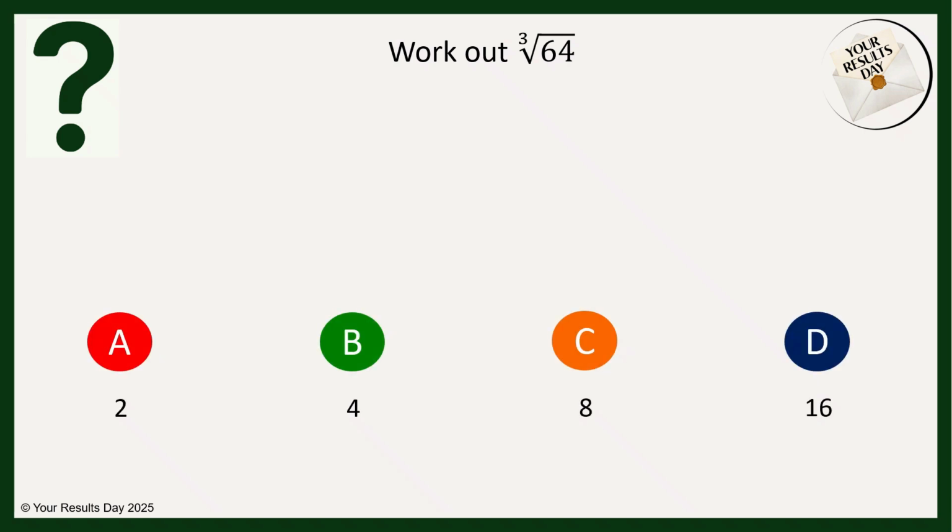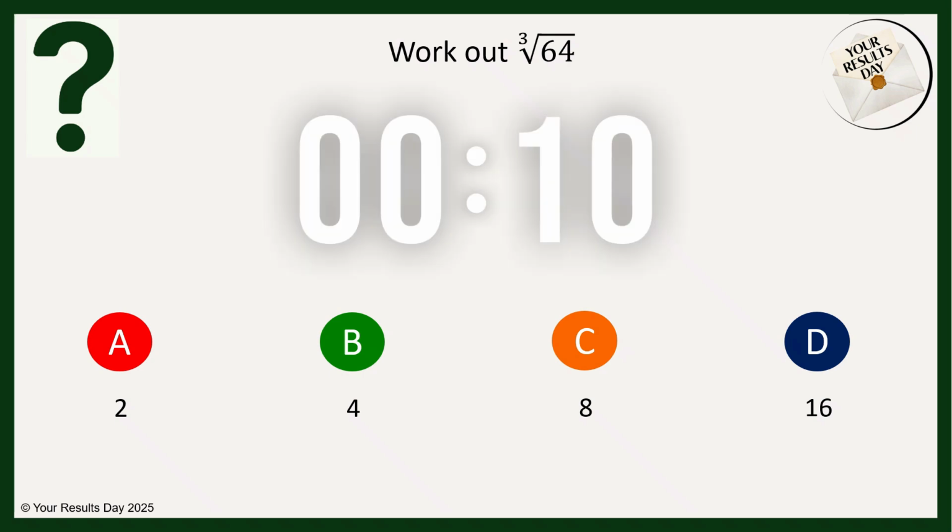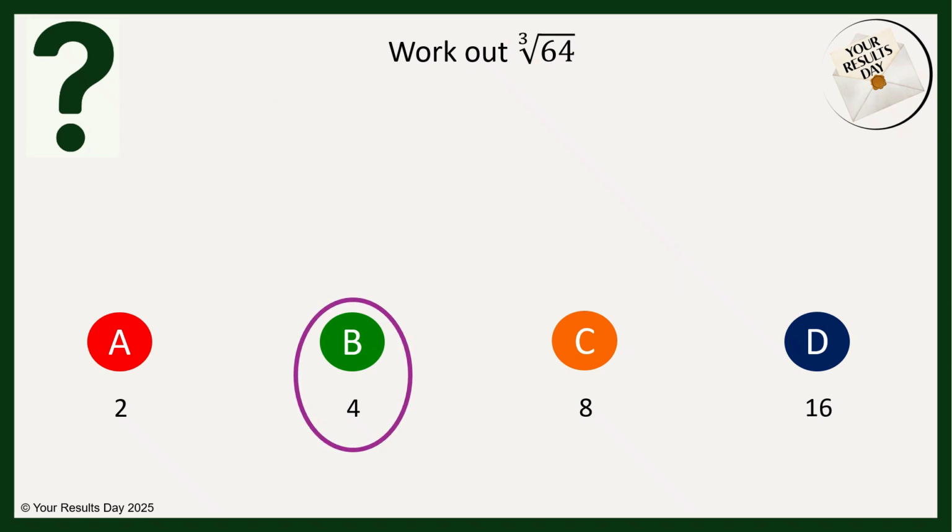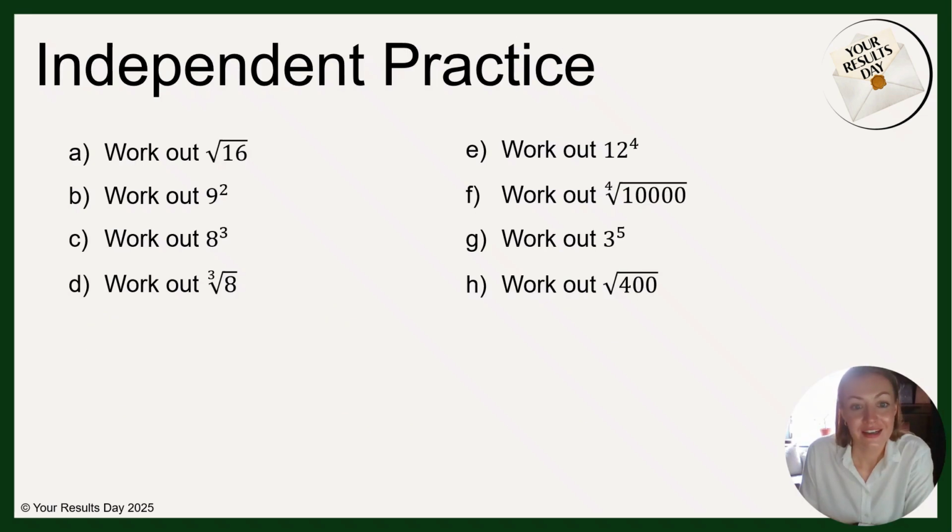What do you times by itself 3 times to get 64? That was B, 4. Well done if you went for that one. It's quite easy to slip into the trap of saying 8 because 8 squared is 64, but we're looking for what cubed to get 64. Well done if you made it through those questions.